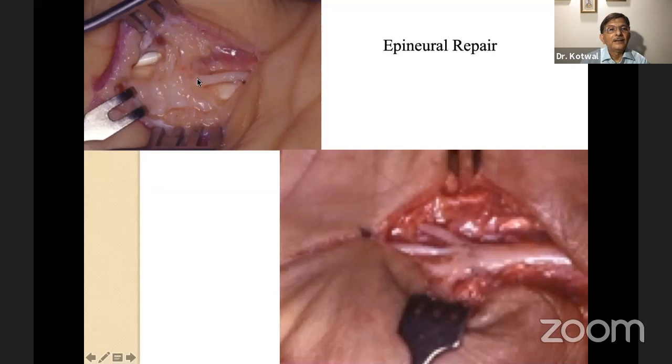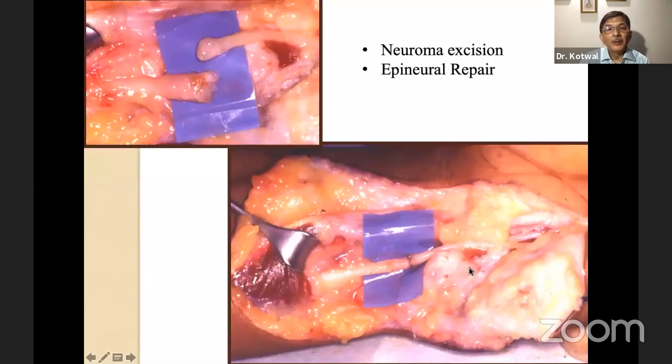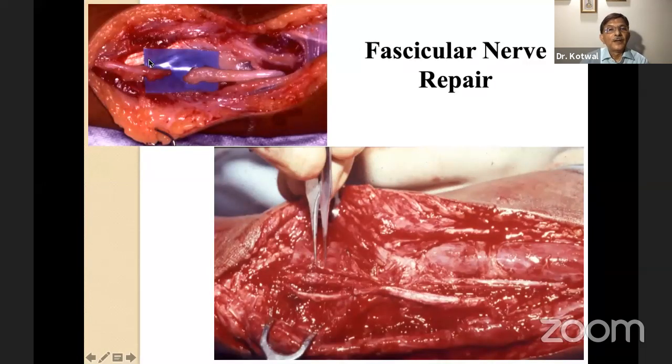This is the hand, that's the median nerve going into the hand. And this is all fibrosis, and this has been cleared. These are the fascicles of the nerve, branches of the median nerve going into the palm, and this has been repaired by an epineural repair. So this is another example of a neuroma excision and an epineural nerve repair. And this is also a fascicular nerve repair.